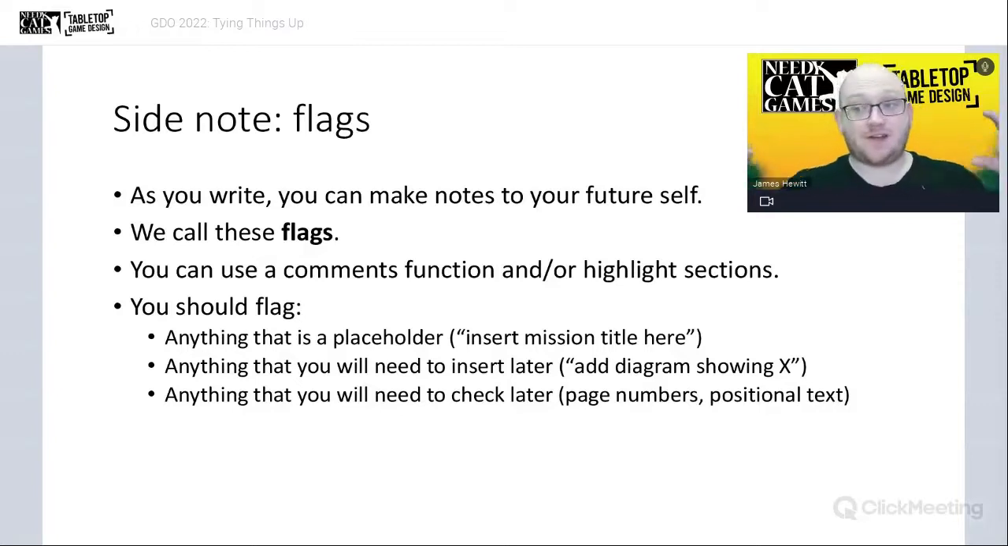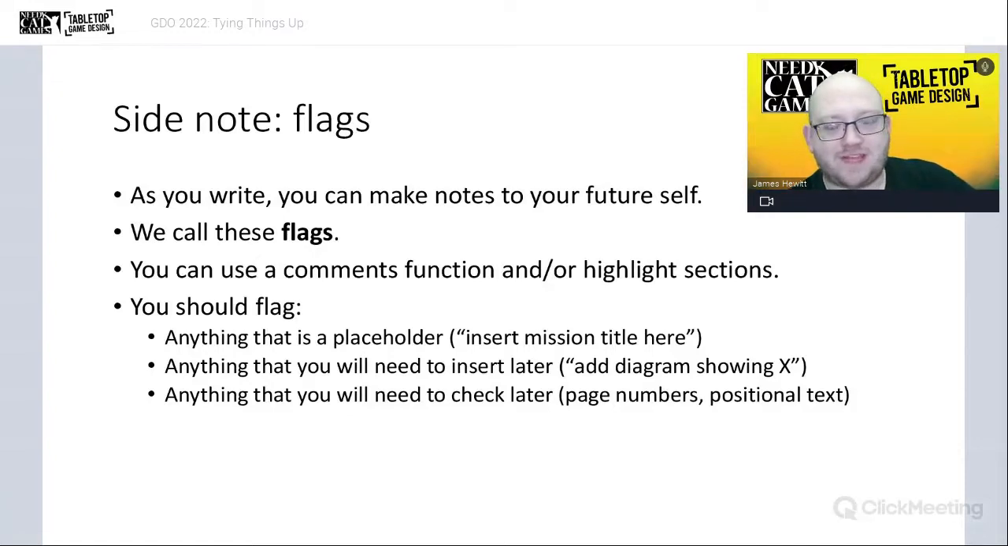So, for example, insert diagram here, insert box out here, that sort of thing, where it's a note to the person who's laying the book out potentially, or if you're going to add some things, it's a note to you for later. Also, we use green for anything we need to check later. So this is usually, again, we check it after layout. So things like page numbers.